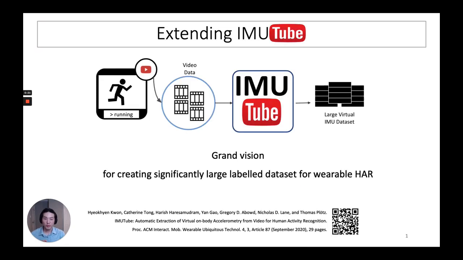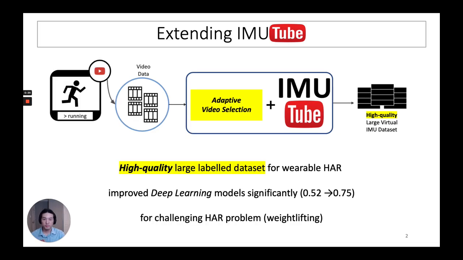Last year, we proposed the IMUTube system, which is a grand vision for creating significantly large labeled datasets for wearables by using video data to generate large virtual IMU datasets. In this work, we extend IMUTube with adaptive video selection to generate high-quality large labeled datasets, which could improve deep learning models significantly, from 0.5 to 0.75, for a challenging hard problem, weightlifting.